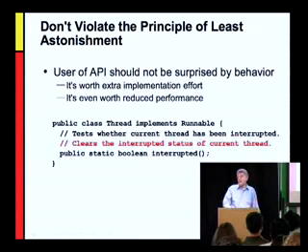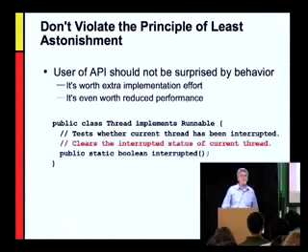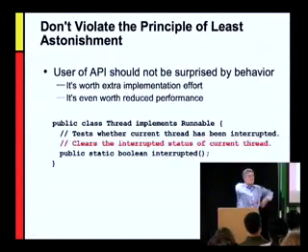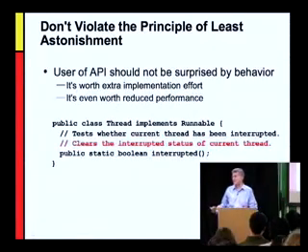What is the primary thing that this call does? It clears the interrupted status. It's not an unreasonable call, but it should have been named clear interrupt status, and by the way, it could have returned the old interrupt status as a favor to you. But they named it based on the second most important thing it did, instead of the first most important thing it did, and in doing so, they violated this principle of least astonishment.